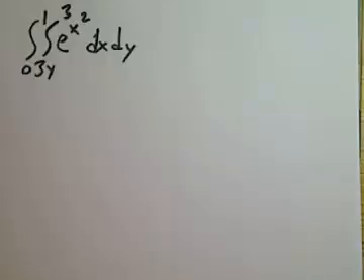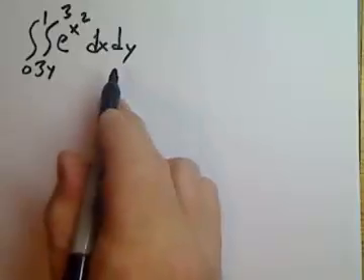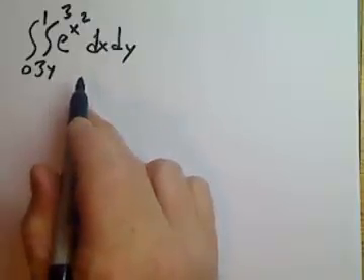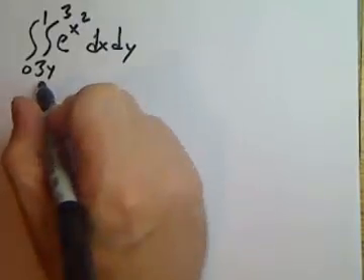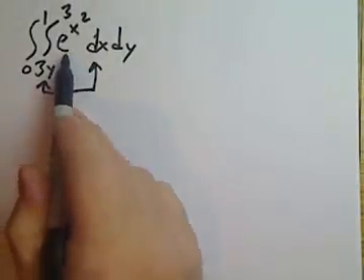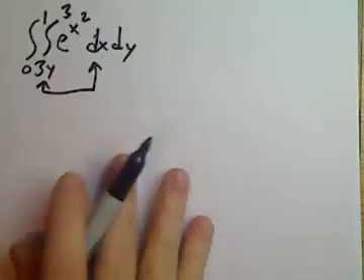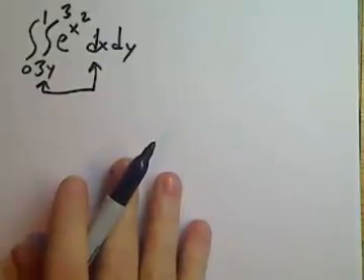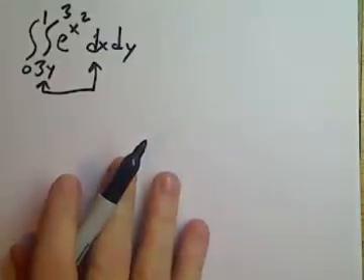So here's an example of reversing the order of integration. So I have this double integral here over this region, and I can't really do this inner integral as it stands because e to the x squared doesn't have an elementary antiderivative. So we want to try reversing the order of integration.